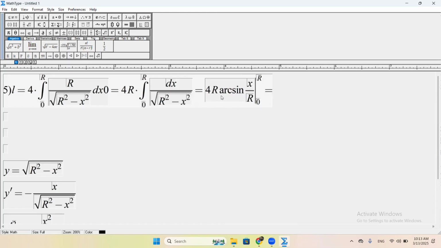Okay, so 4r multiplied by arcsine of 1, which is equal to pi over 2. Arcsine of 0 is equal to 0. So surprisingly, the length of the curve is equal to 2 pi r, the formula that you know from school. Any questions about this exercise?